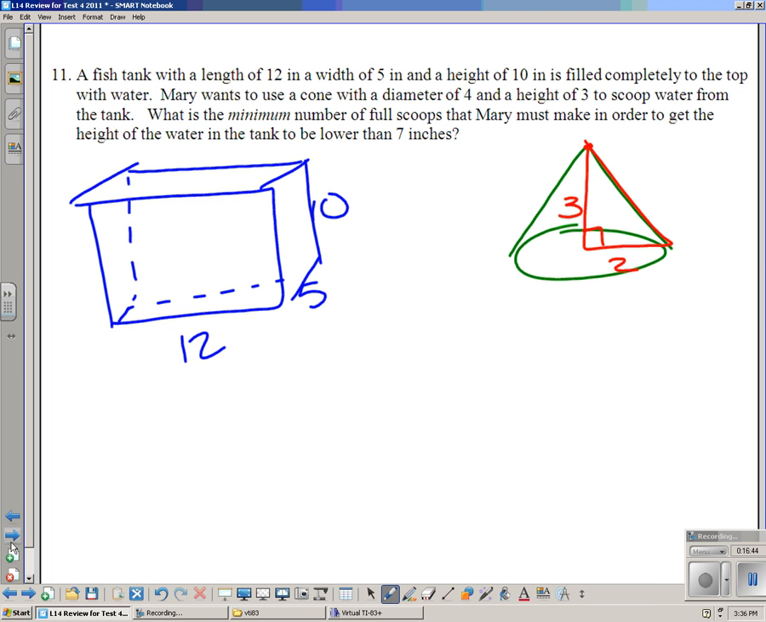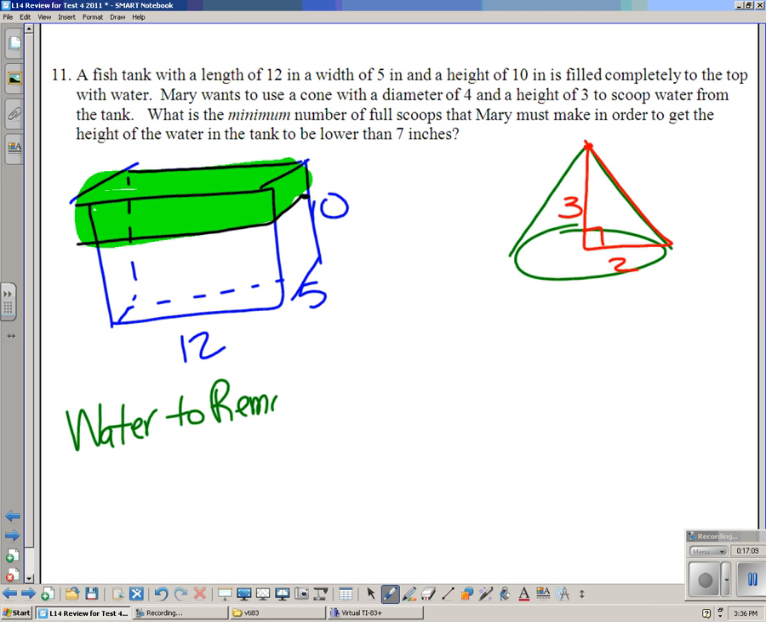So we want the height to go from 10 down to 7. So what happens is we want to remove a lot of water from this tank, namely this part here. I want to remove this green water from the tank. So we can figure out how much water we want to remove from the tank. We can figure out the volume of water we'd like to remove. So if the height is 10 and we want the height to be lower than 7, this remaining height has to be 3, and the other dimensions don't change.